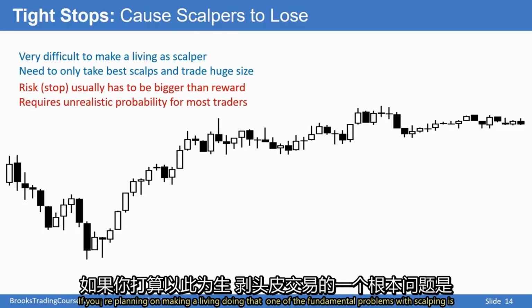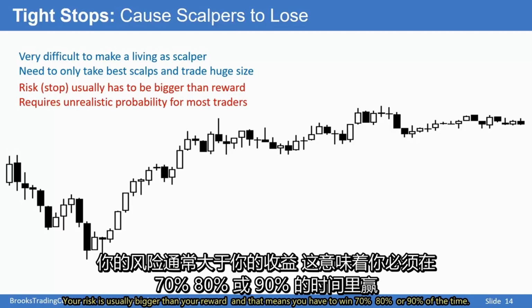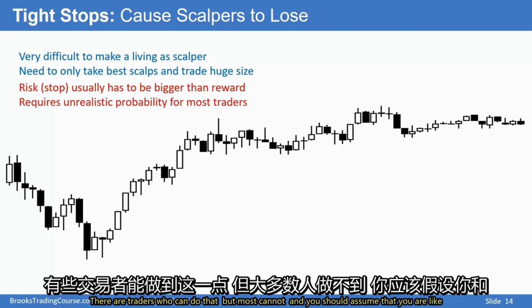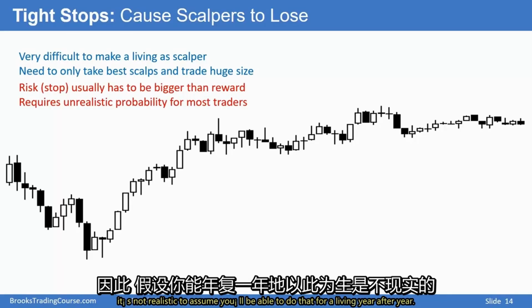One of the fundamental problems with scalping is on most of your trades, your stop has to be further than your profit-taking limit order. Your risk is usually bigger than your reward. And that means you have to win 70, 80, or 90% of the time. There are traders who can do that, but most cannot. And you should assume that you are like most good traders and you cannot do it, or if you can do it, it's not fun to do it, and therefore it's not realistic to assume you'll be able to do that for a living year after year.